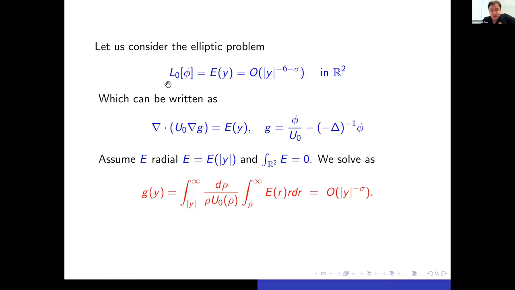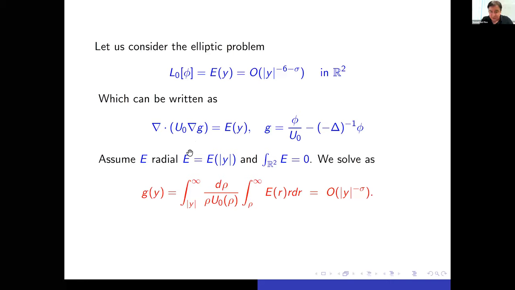The linear operator can be written simply as a divergence form operator acting on some function g, where g is precisely this: phi over u zero minus the inverse Laplacian of phi. Now, I assume that the error is radially symmetric, just for the sake of argument, and that its mass is zero. Then you can find this expression for g. This is immediate, and this function decays like y to the minus sigma.